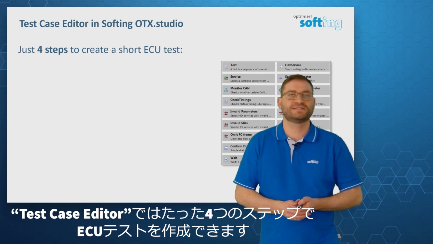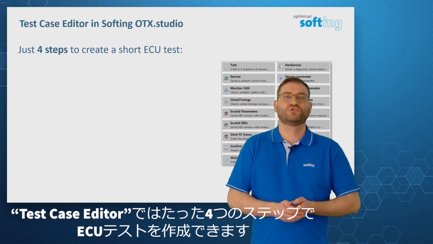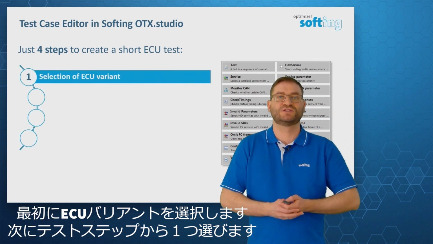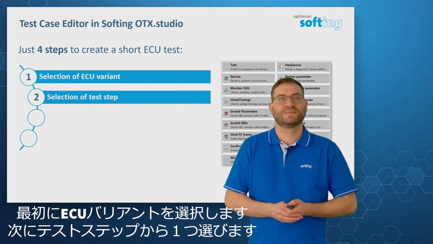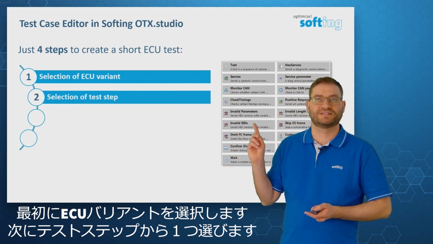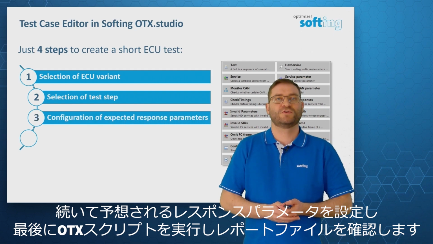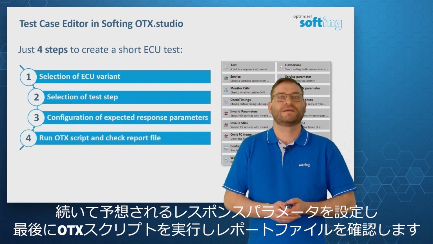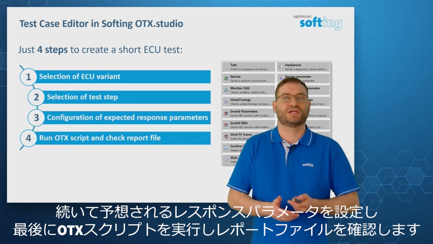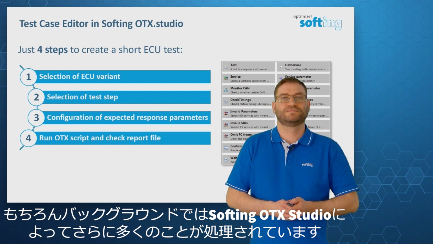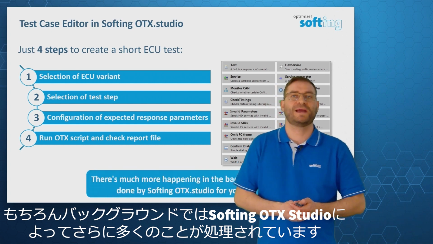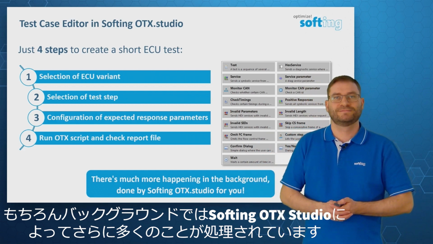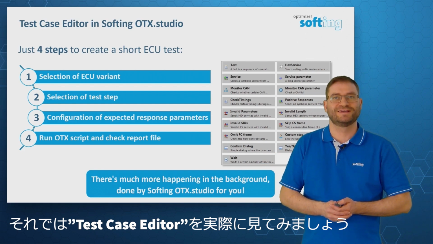When using the test case editor, just 4 steps are necessary to create short ECU tests. First, the selection of the ECU variant. Then the selection of one of the test steps, followed by the configuration of expected response parameters. And finally, we run the OTX script and check the report file. Of course, there is much more happening in the background, which is done by Softing OTX-Studio for you. Now it's time to see the test case editor in action.